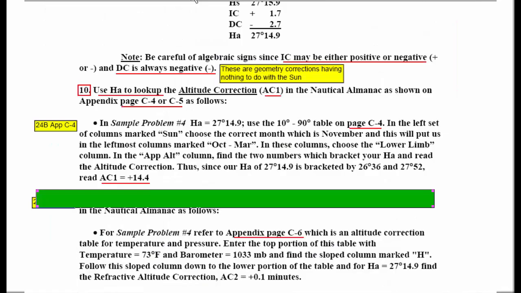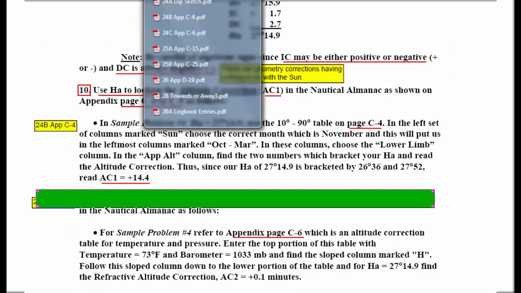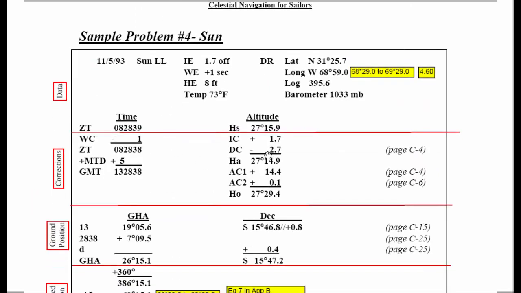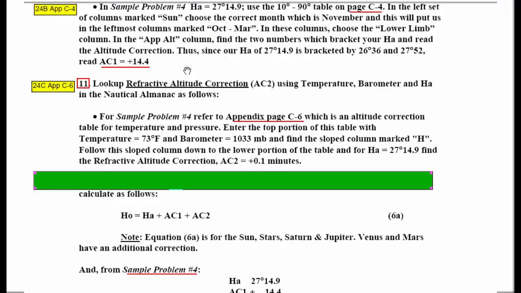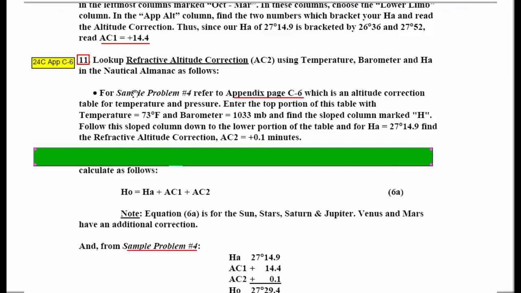And let's go back to our discussion here. We looked up 14.4. And on the calculation, we see here 14.4 that we entered in for AC1. Okay, our next step is to look up AC2, and as shown here, we're going to find that on appendix page C6. So let's go back to the text and read the instructions on this. And this is in paragraph 11 here.